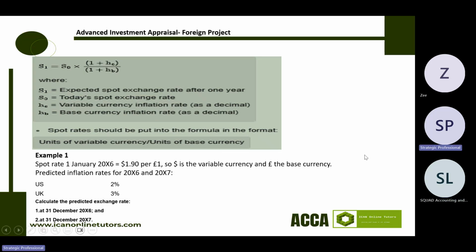All right. So as we said, the dollar is the variable currency, and pounds is the base currency. And we now have the predicted inflation rates for 20x6 and 20x7. The US is 2%, and the UK is 3%. It means that the US inflation rate is 2% for 20x6 and 20x7, and the UK inflation rate is 3% for 20x6 and 20x7. Then I say calculate the predicted exchange rate as at December 20x6 and December 20x7. All right, so let's get on this.